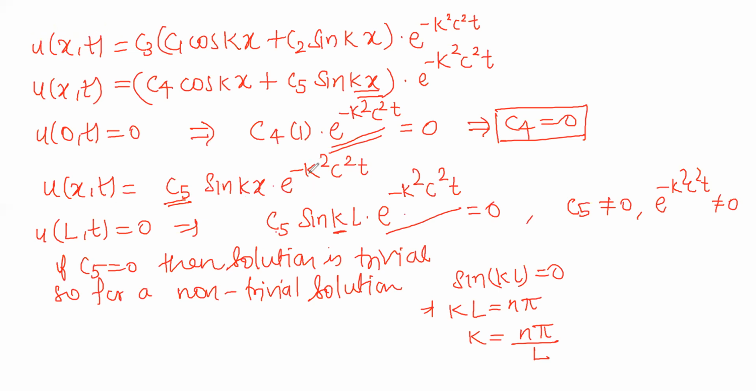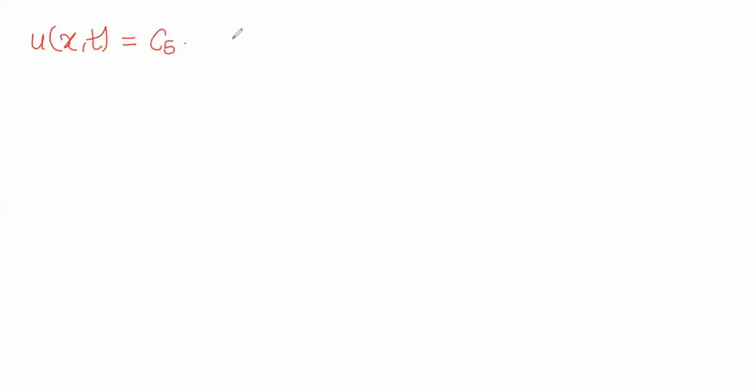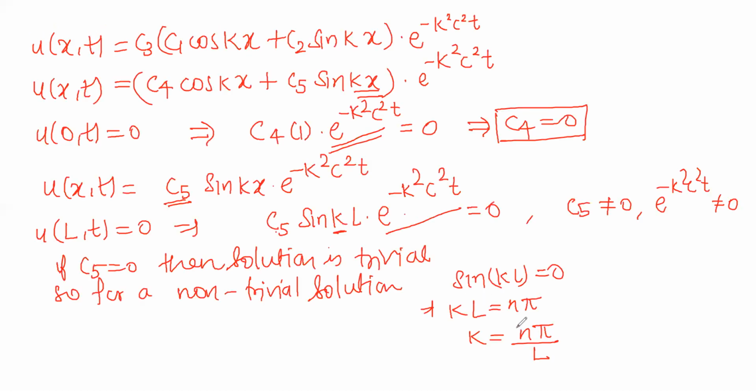So u of x,t will now be equal to, yeah, this is the solution, c5 sine kx e power minus k c square t. So let us substitute it here and let's check what we get here. Fine. So this c5 and then sine, we got here it was kx, but k was equal to n pi.